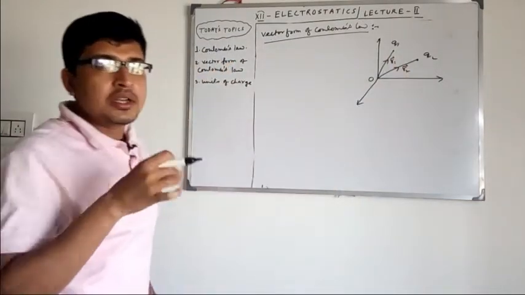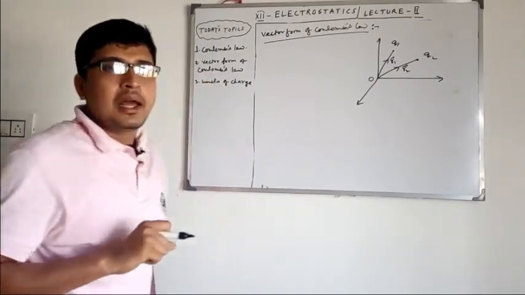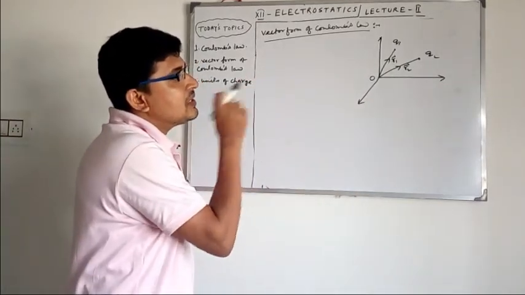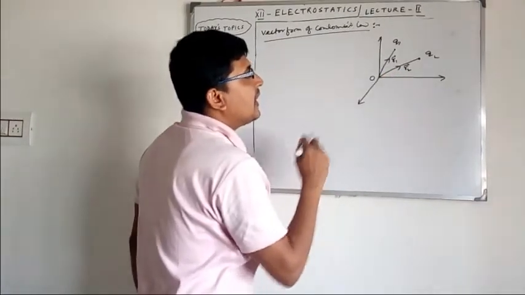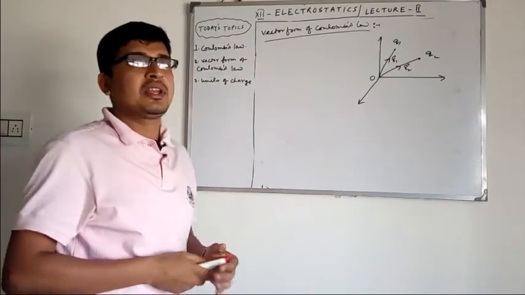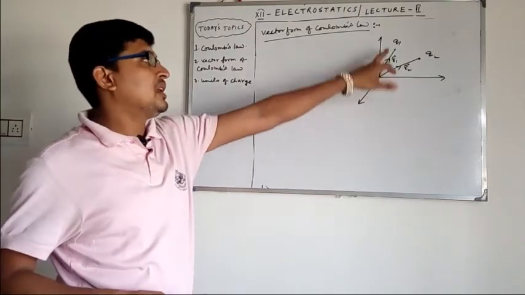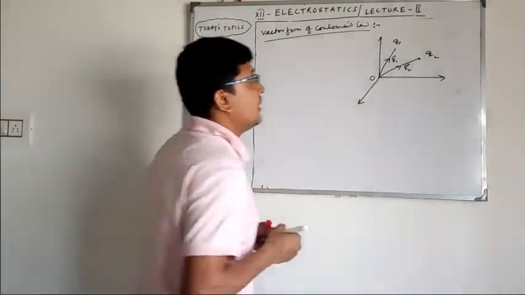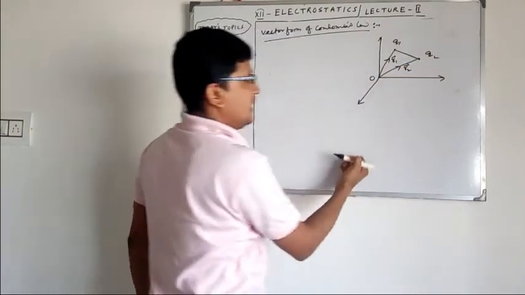So first, we have to calculate the distance between these two charged particles q1 and q2. But one thing we have to remember is that this distance will be in vector form, because using these two position vectors and applying the triangular law of vector addition, we will find the distance between the two charged particles. So let's see, this is the distance.